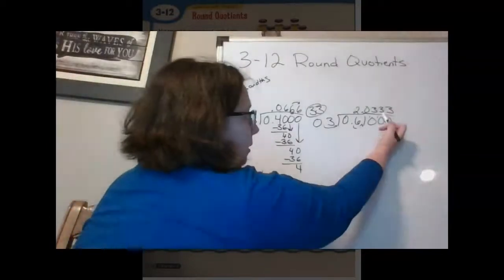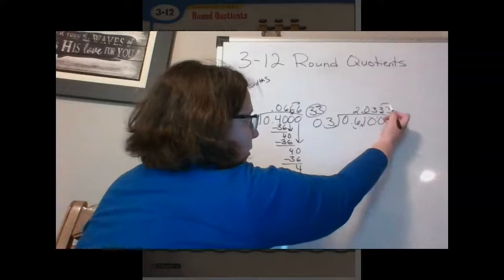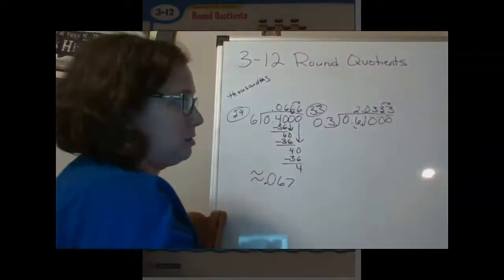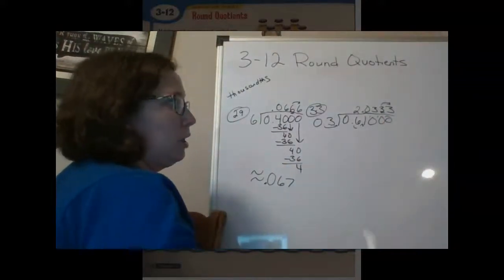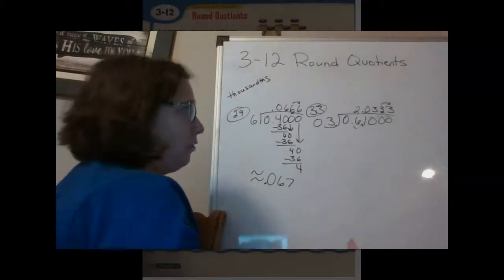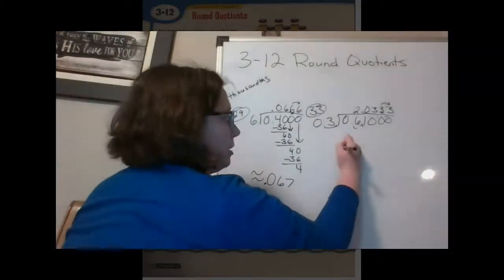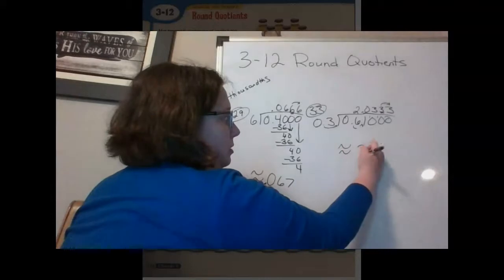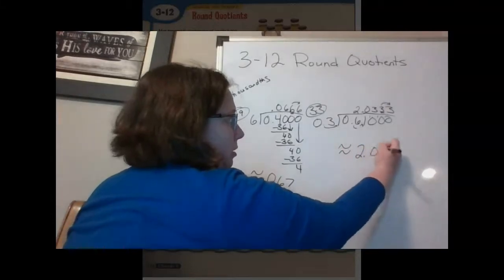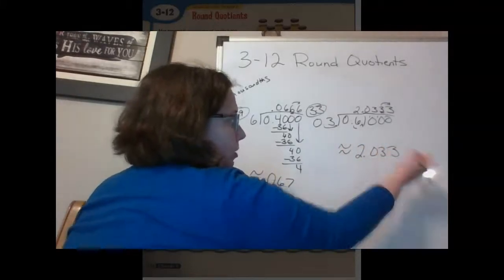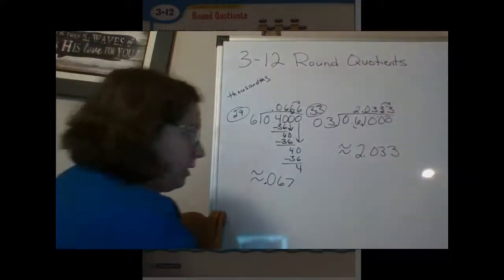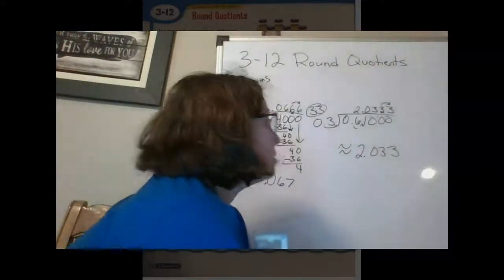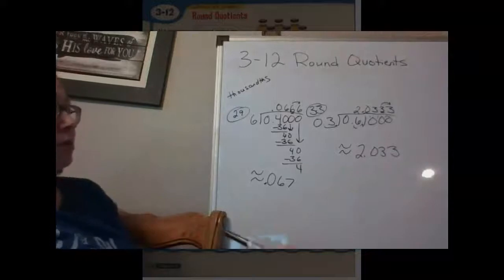I am deciding about my thousandths place. I look to the right to my 10 thousandths place to make my decision. It is smaller than a 5, so my 3 is going to stay a 3. I still have rounded. My answer is going to be 2 33 thousandths.